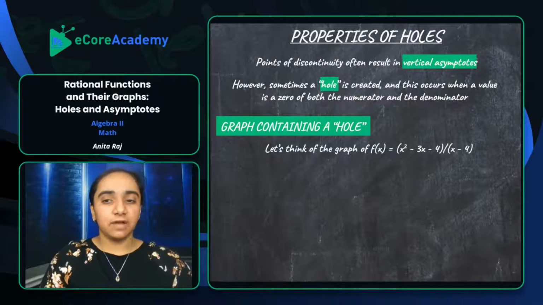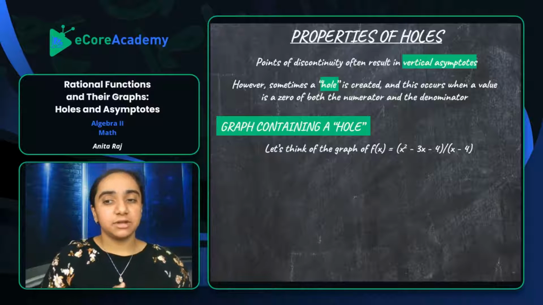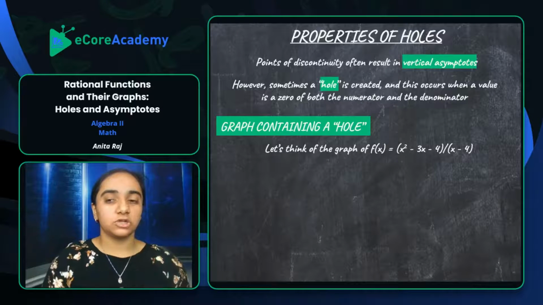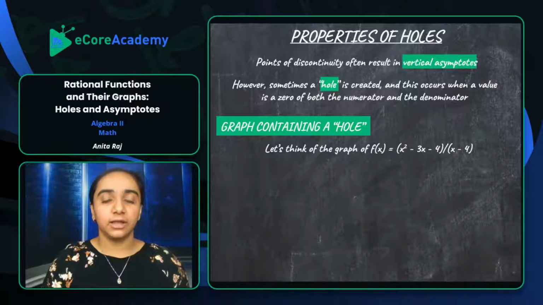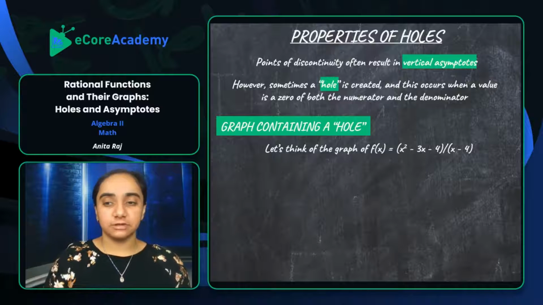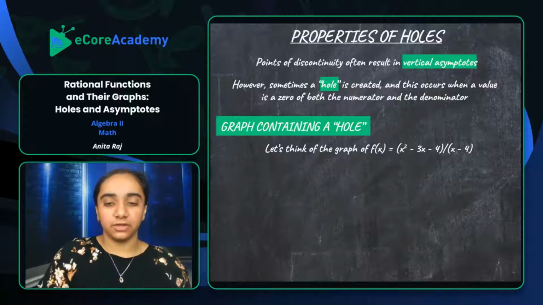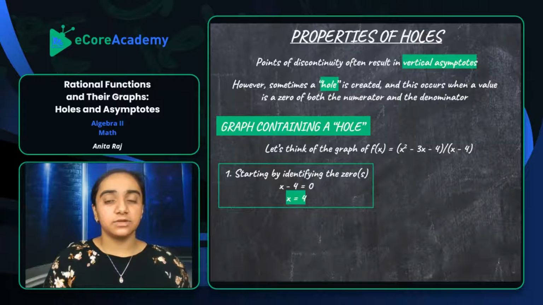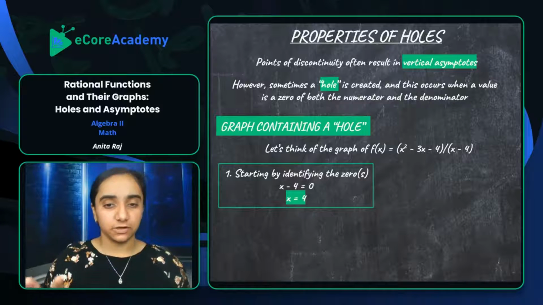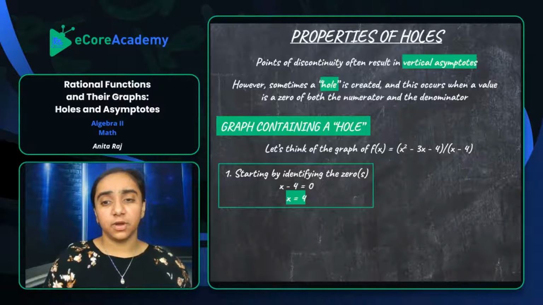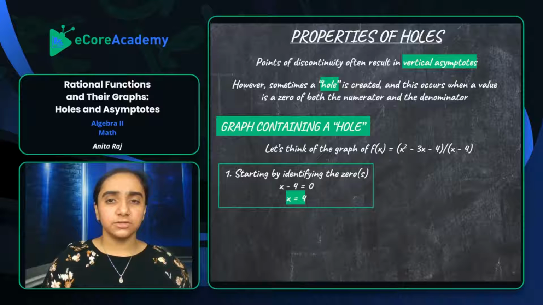So let's think about the graph of the function x squared minus 3x minus 4, that whole quadratic trinomial divided by the linear binomial x minus 4. Okay, let's just think about the graph of this. Our first step when we approach graphing any rational function is to start by identifying what the zeros are. The zeros can be determined by looking at the denominator and setting it equal to 0.